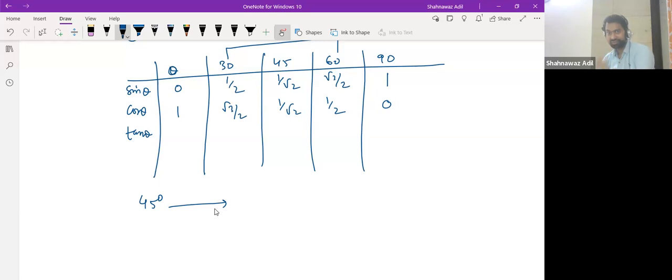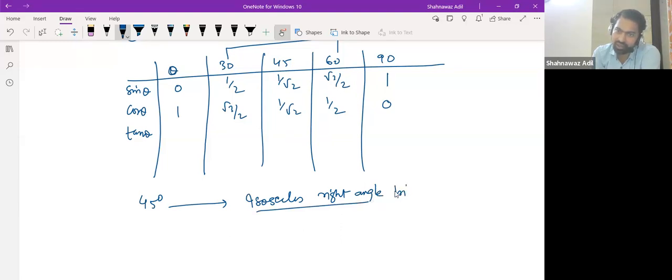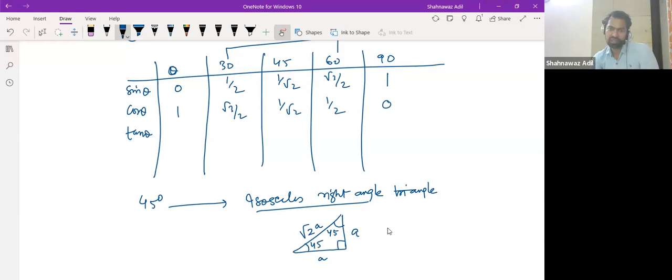The right angle triangle, yeah, but that was a peculiar right angle triangle that we used. Isosceles. Absolutely right. Good. So we use the isosceles right angle triangle. If a right angle triangle is isosceles, then what would the angles be? This is 90, so this would be 45, 45. Let's say this side is A, so the hypotenuse would be root 2A. Then sine 45 would be perpendicular by hypotenuse, so we get 1 by root 2. That is how we got 1 by root 2.